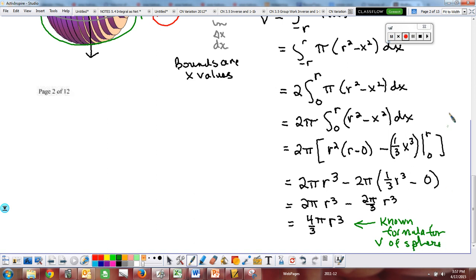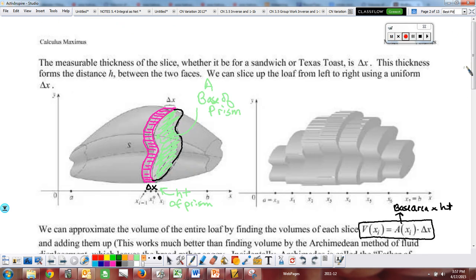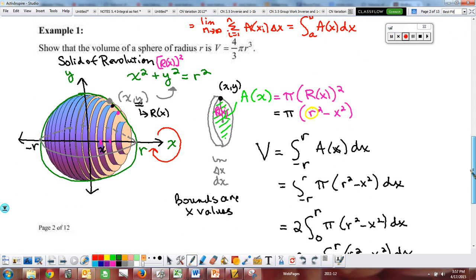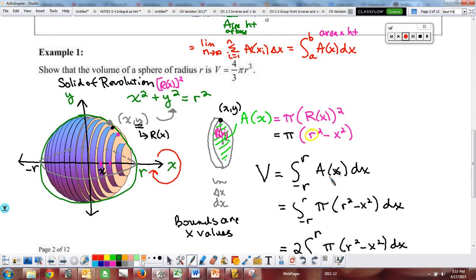So kind of recapping what I did here, just to make sure that we're clear on the process, is I took a two-dimensional figure, and the two-dimensional figure was the circle. So I had the circle in 2 dimensions.